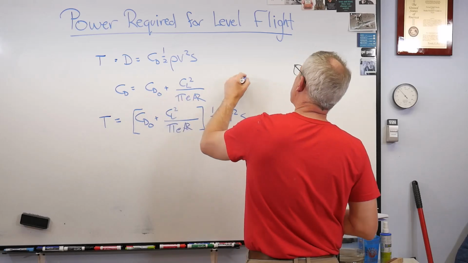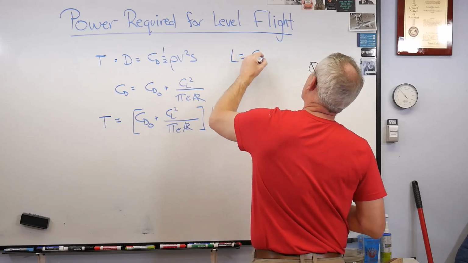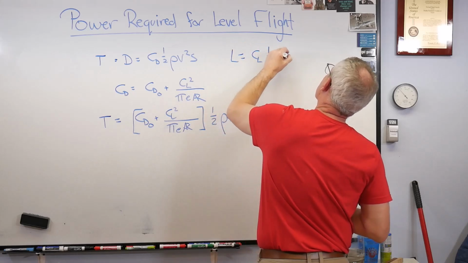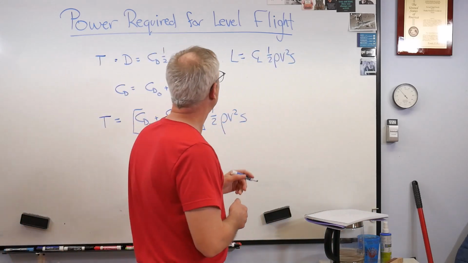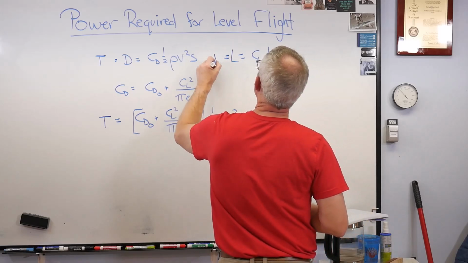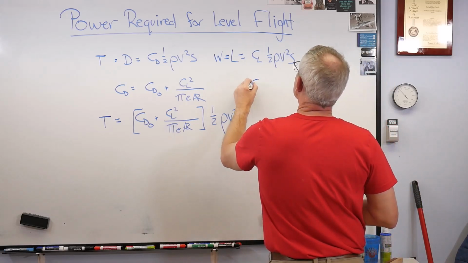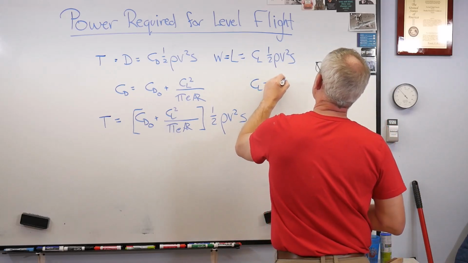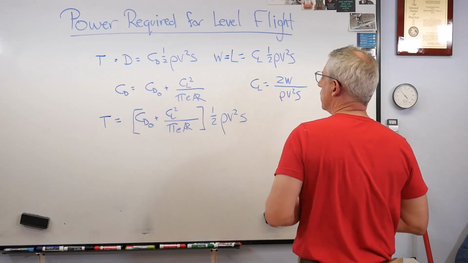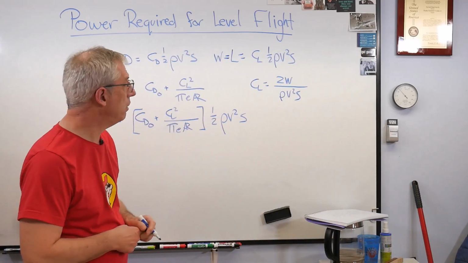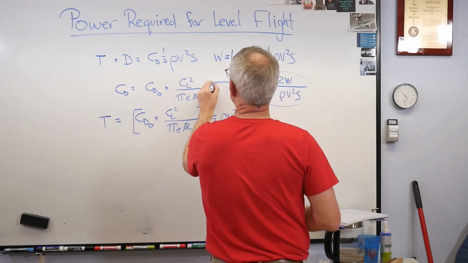If there's CD and there's a drag there, so lift is CL 1/2 rho v squared S. Well, I ought to be able to solve that for CL, shouldn't I? By the way, lift has to equal the weight because we're in level flight. So let's just take care of that right now. CL looks like it's going to be 2W over rho v squared S. All right. That looks okay.